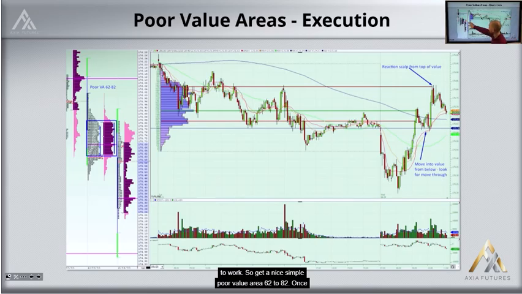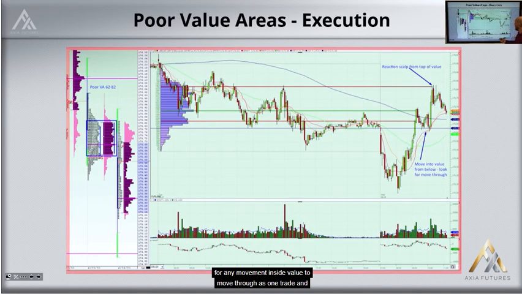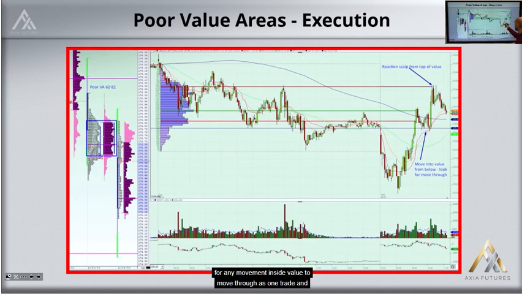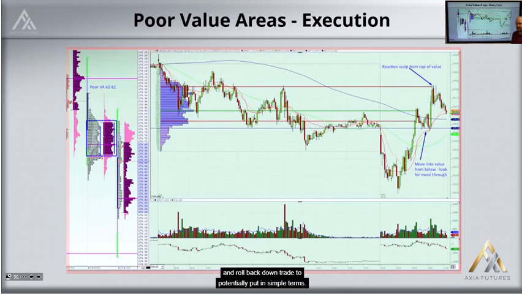So, again, nice simple poor value area, 62 to 82 once more. That's these couple of red lines just here. So the expectation is, once again, that we are going to trade up and down within this area. And in doing so, you're then looking for any movement inside value to move through as one trade, and then any move through value to create a reaction from the top and roll back down, trade 2. Potentially, put in simple terms, and this is how you need to think about these things.